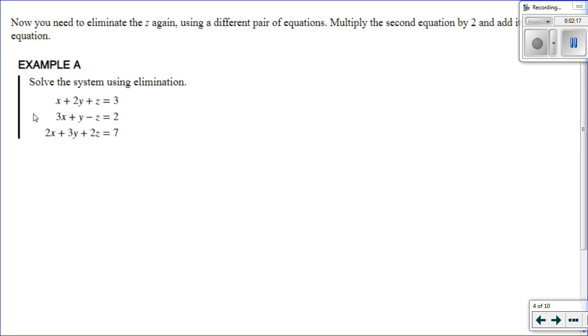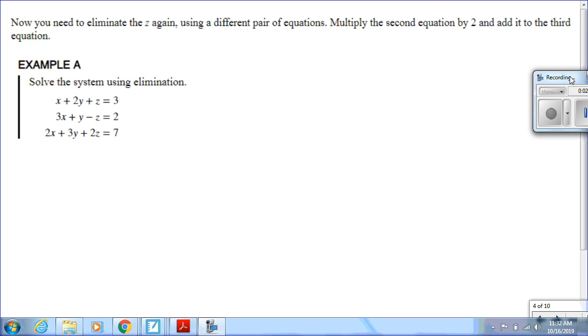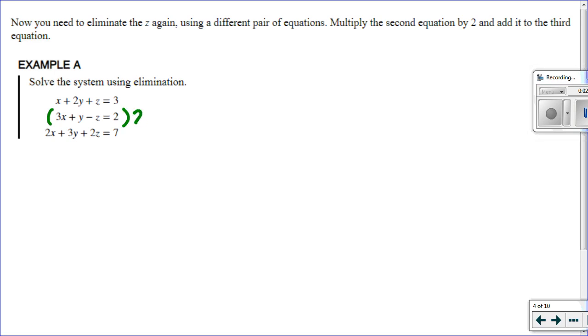Right, so now we need to eliminate z again. In other words, using a different pair of equations. If we multiply the second equation by 2 and add it to the third equation, I'm going to be able to get rid of z again, and I'll have another equation with just x and y. So if I multiply my second equation by 2, I'm going to end up with 6x plus 2y minus 2z equals 4. Remember to multiply every single term.